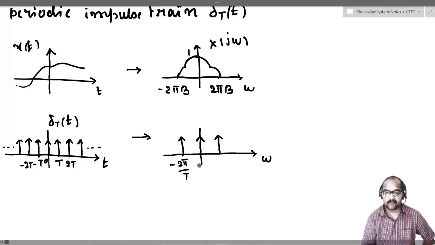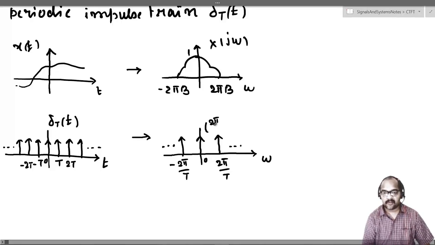So what is that fellow's period? Period is nothing but omega naught. Omega naught is how much? 2 pi by T. So you will get this as the Fourier transform of the periodic impulse train. But what happens to the strength of each Dirac delta? That is 2 pi by T. Okay, so that is fine.